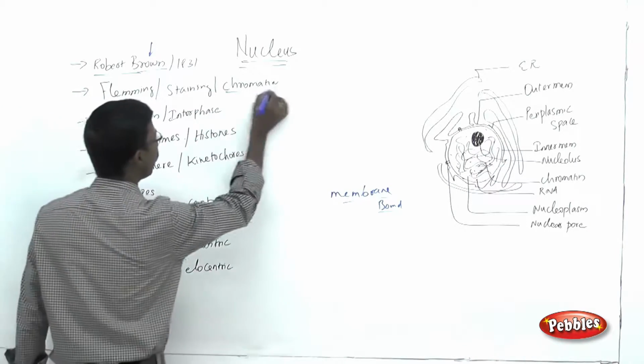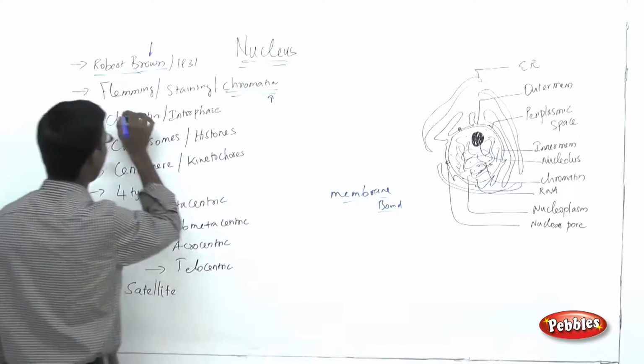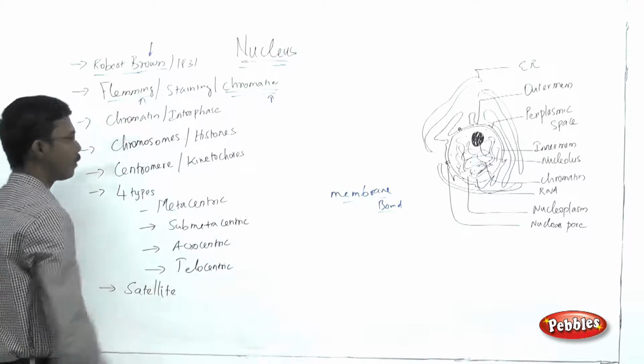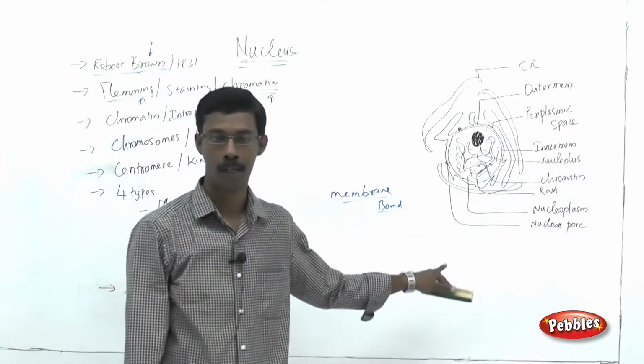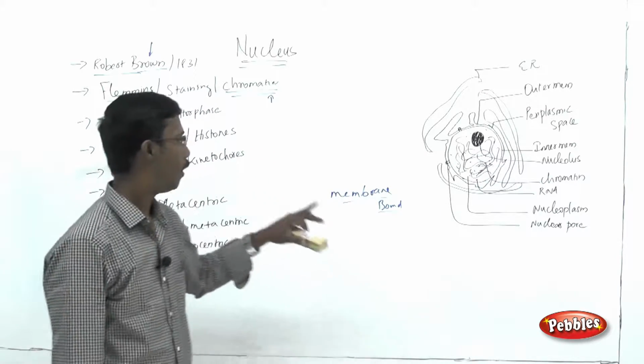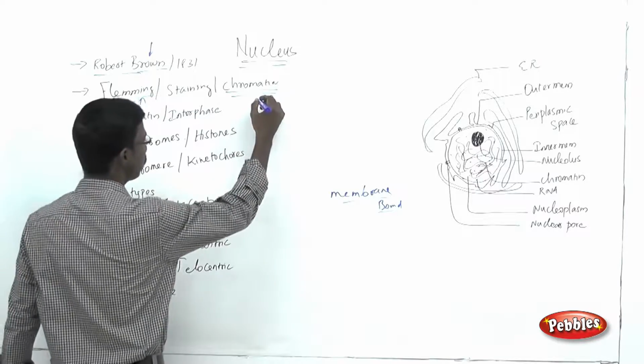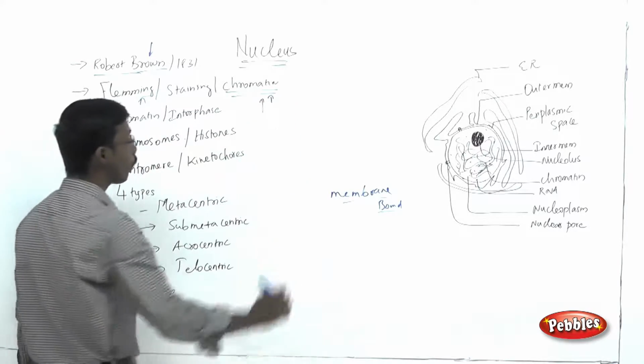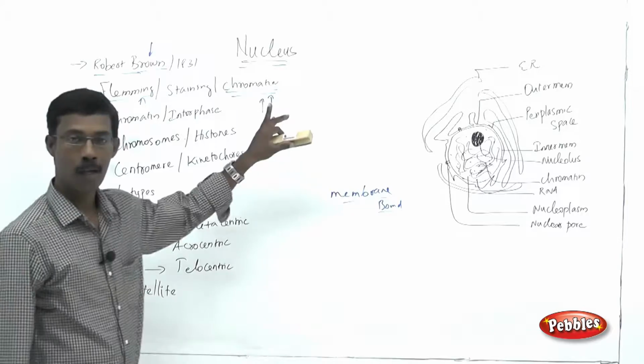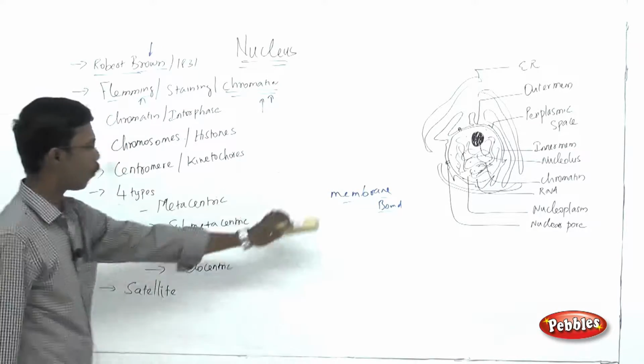the name chromatin was given by the scientist called Fleming, who discovered the staining procedure for the DNA molecules or the cell's internal structures called the nucleus, and he discovered the structures present in the nucleus and named it chromatin. Okay, and what are chromatins?